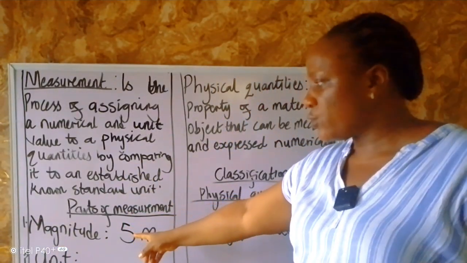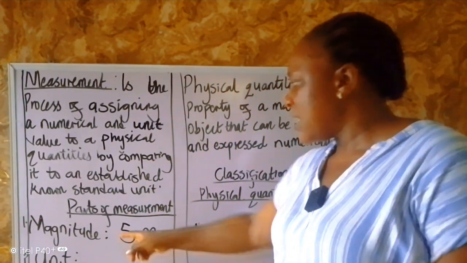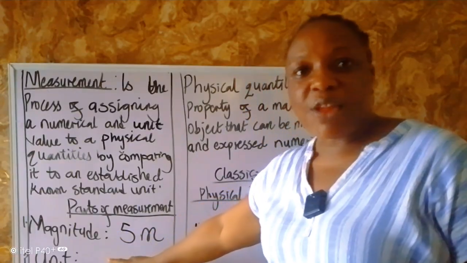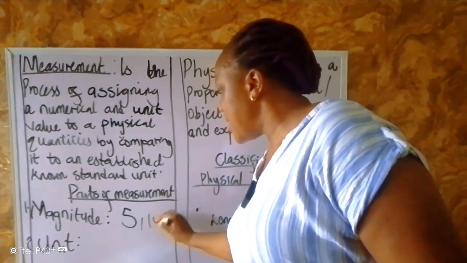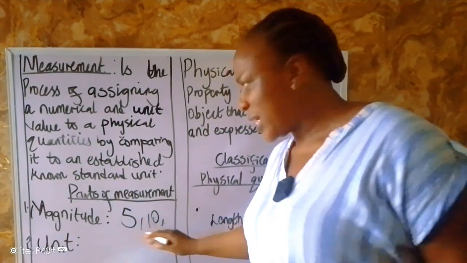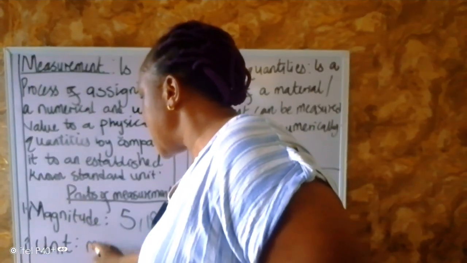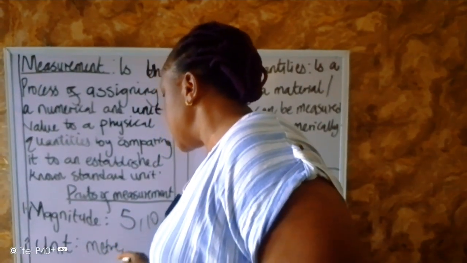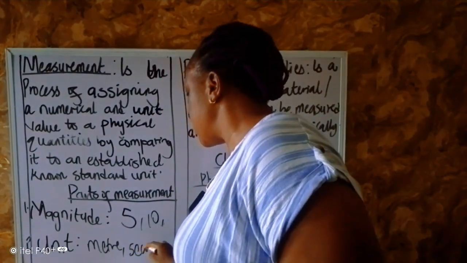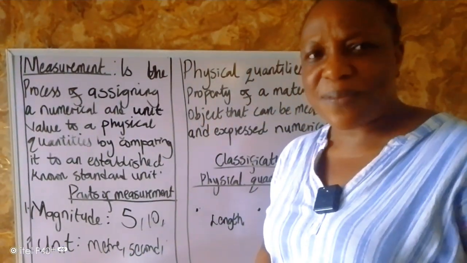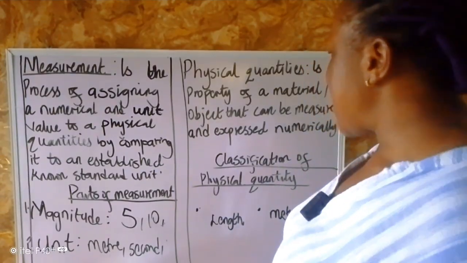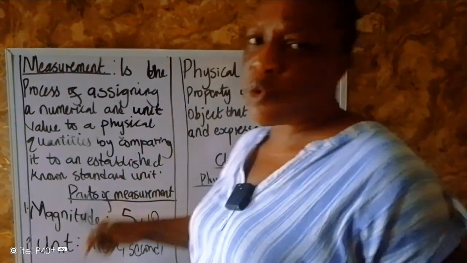It must have magnitude and it must have unit. The magnitude is a value, the size. Understand? It can be 5, it can be 10, it can be any number given to it. The units can be meter, seconds, Kelvin, as the case may be. Understand? Okay, now this brings us back to our physical quantities.